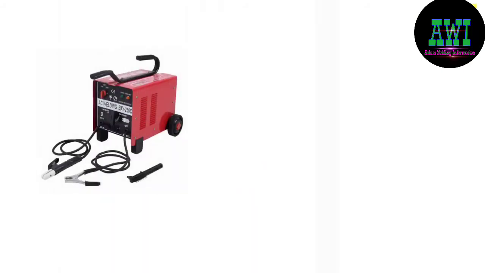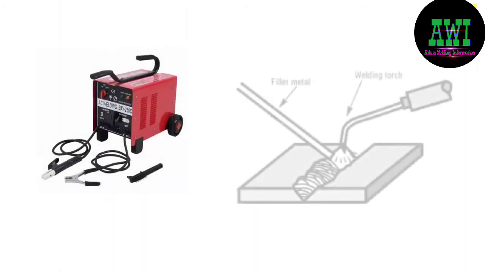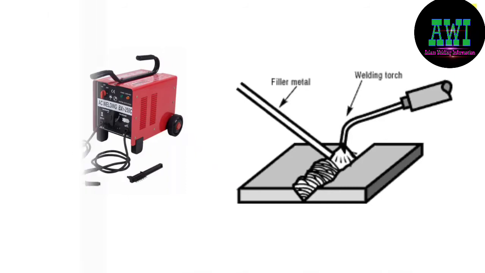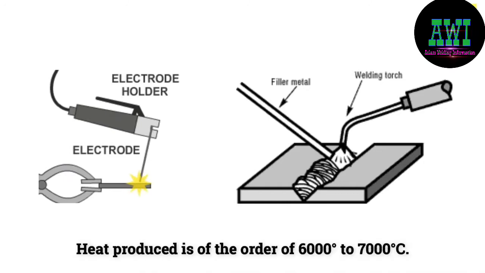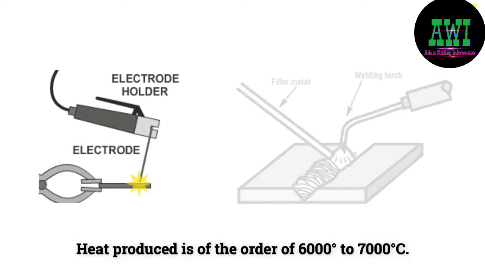A welding machine is used to create the heat and apply the filler metal. The filler metal is supplied to form the joint, either from the electrode itself or by filler material. The temperature of the heat produced is of the order of 6,000 to 7,000 degrees Celsius.